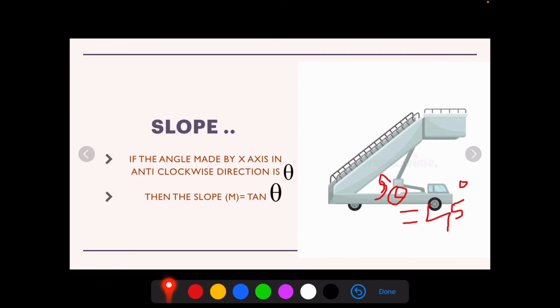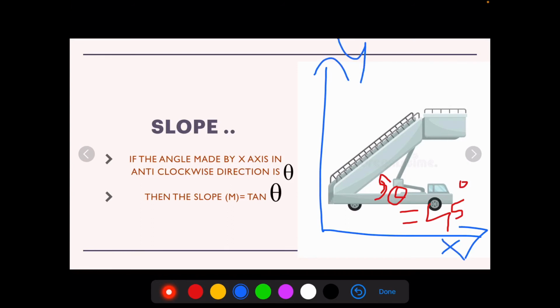So, the slope of this graph is tan 45. There are a few conditions for this. Let us say this is the x-axis and this is the y-axis. Now, the slope says that if the angle made by the x-axis in the anti-clockwise direction, so yes, we can see that this is the anti-clockwise direction, is theta, then the slope m is equal to tan theta.